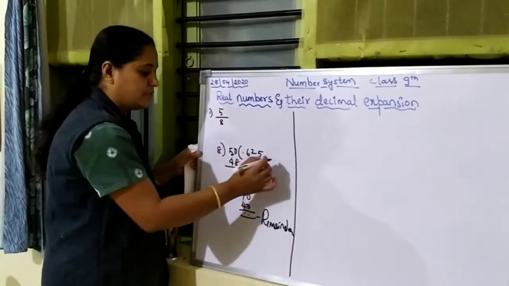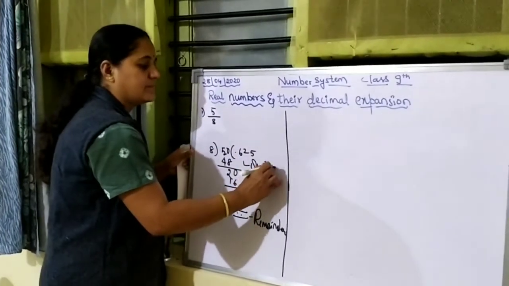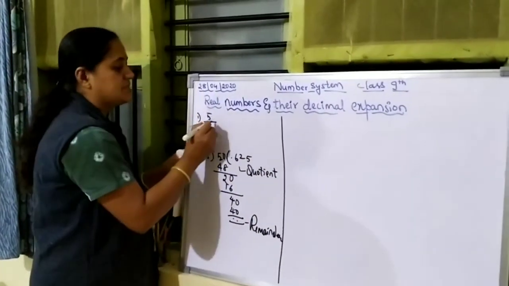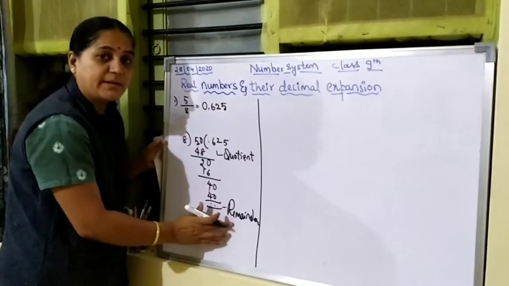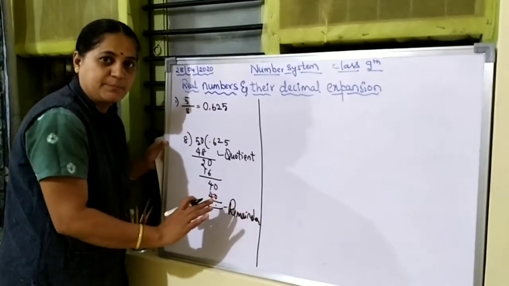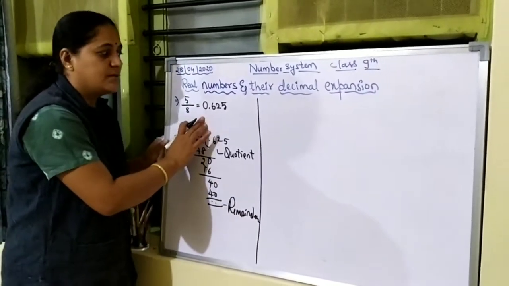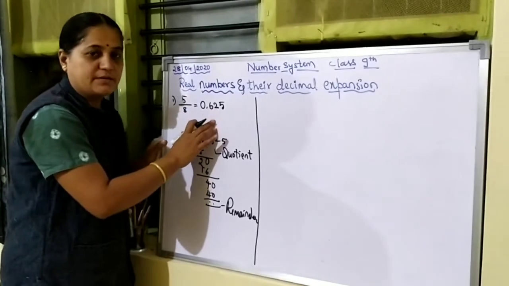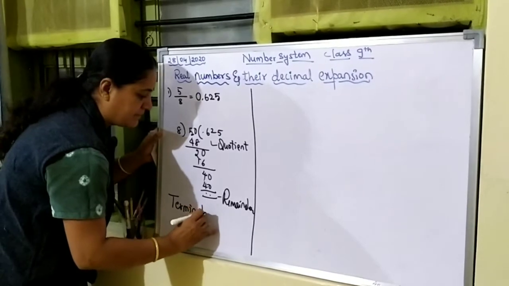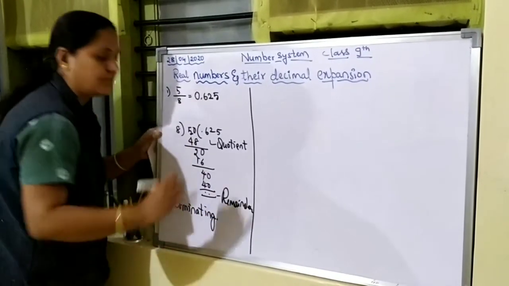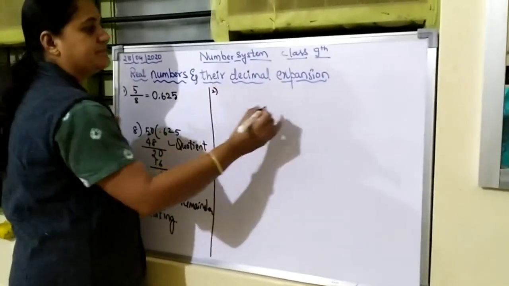Remainder 0, and the quotient is called a terminated quotient. Where the remainder you are getting is 0, it is fully terminated, meaning it can divide completely. Such type of division decimals are called terminating.